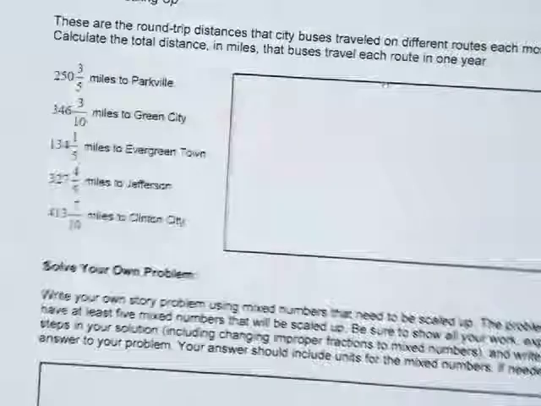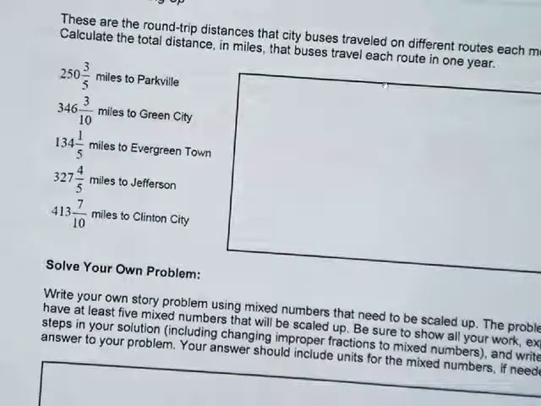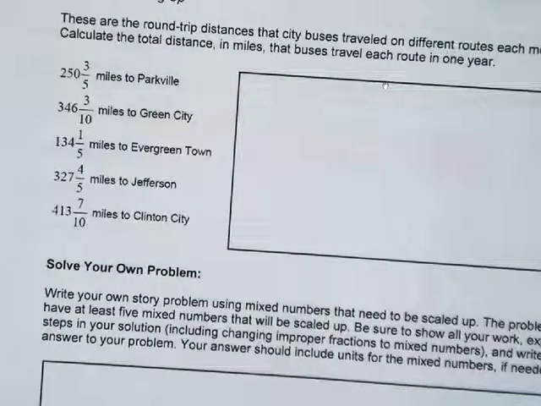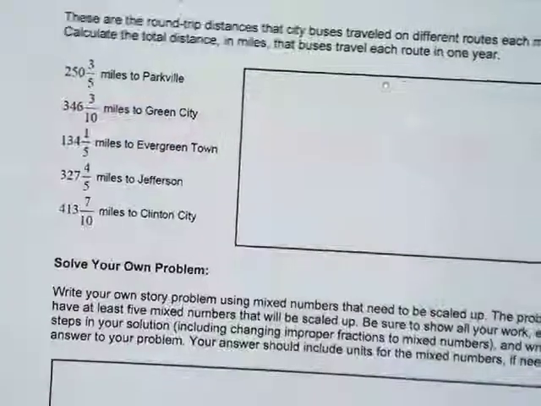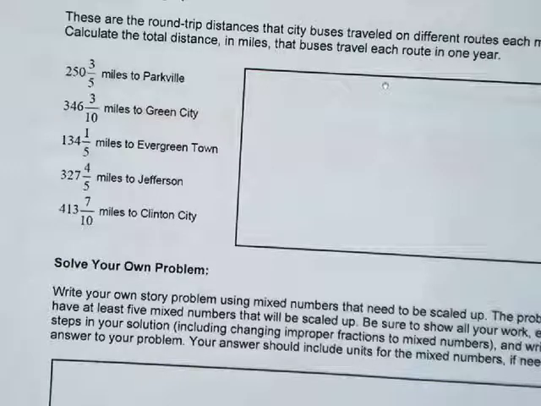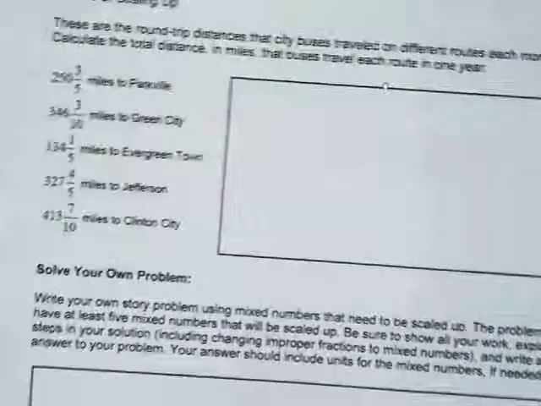And that'll get you back to your mixed number. So here, these are round trip distances for each month. Calculate the total distance in miles that the route travels in 1 year. Well, each month it travels that far. So that means in 1 year, it's going to be that times how many months. Okay, and then you just convert and then solve, and then write your own problem that needs to be scaled up.